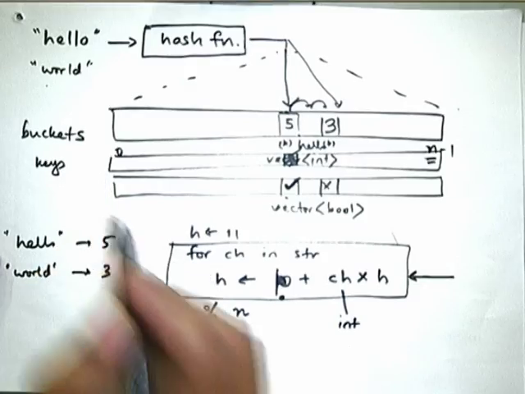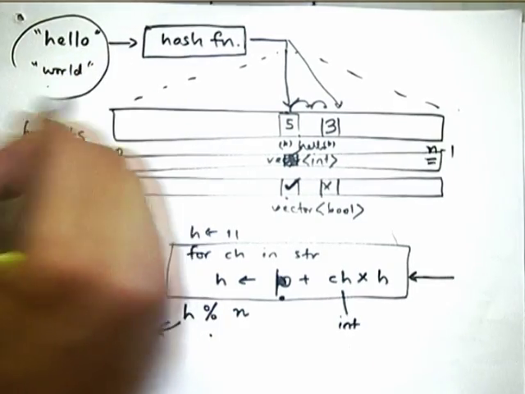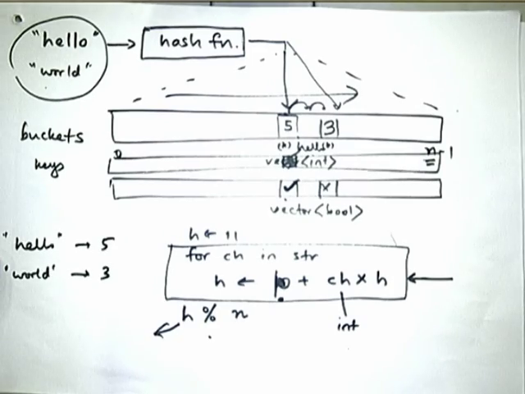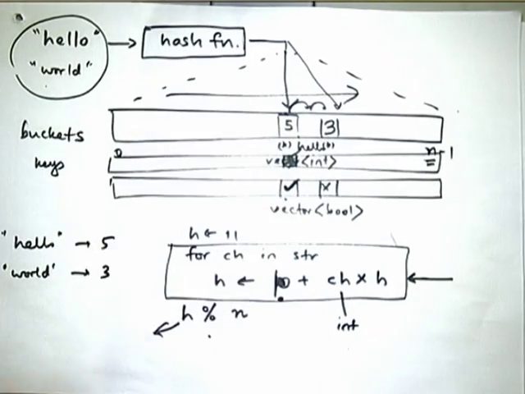Oh, I just drew it here. So I want to turn a complicated key space into a one-dimensional space. That's the summary of this, right? So insert for hello.